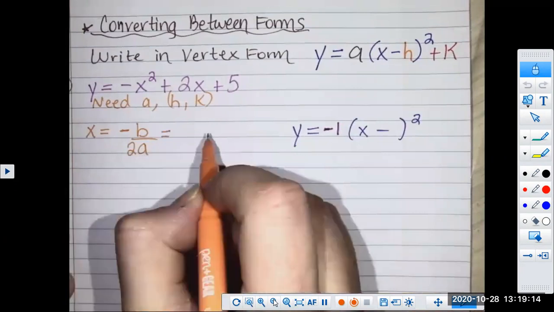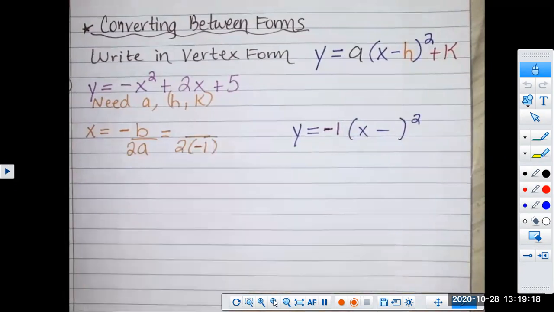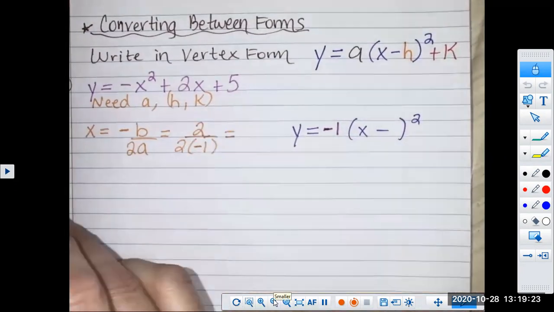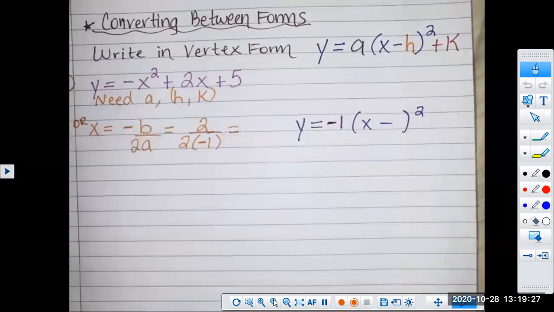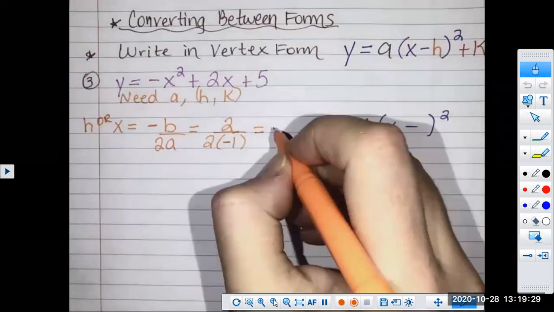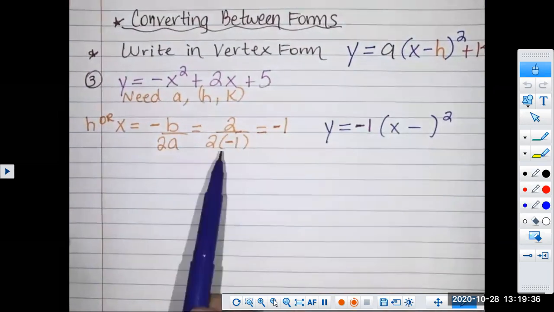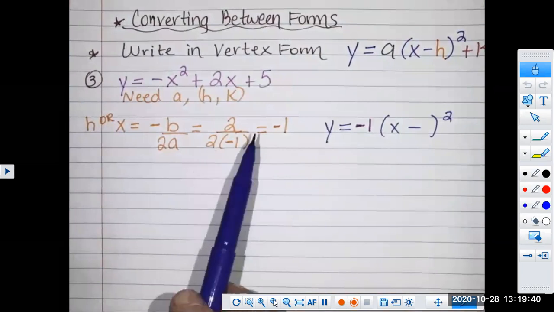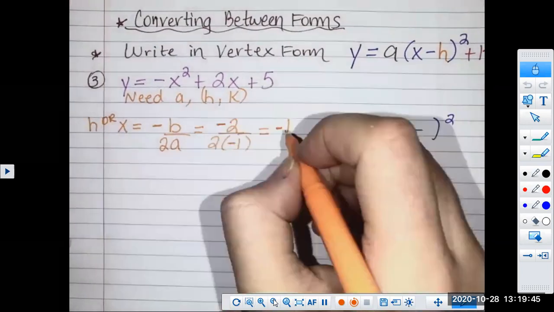What is the value of B? Good, the value of B is +2. So what does X or H come out to be? Comes out to be -1. You've got that 2 times -1 on the bottom? Oh, you're right. Thank you so much. Okay, this comes out to be +1.